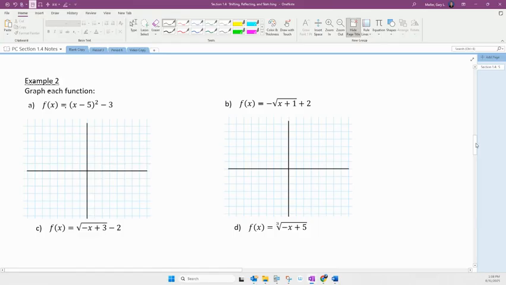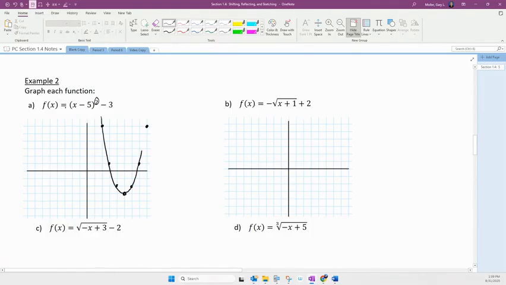So this first one, I'm hoping very much that we recognize the parent function because of the squared. And then we recognize that when it's x minus 5, we're going to move it over in the positive direction 5, and then we're going to go down 3. So to graph this, we should just go over 5: 1, 2, 3, 4, 5, down 3. So my parabola, which was going to start here, is now going to start here, but the pattern stays the same. Up 1, up 3, up 5, both directions. And this is our graph.